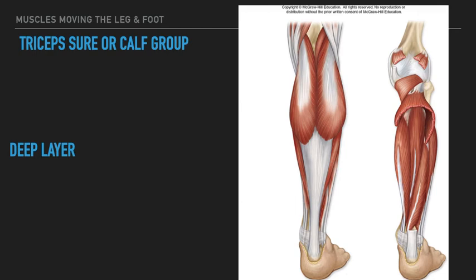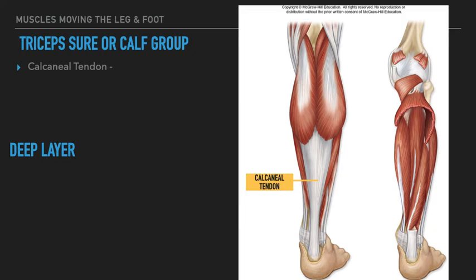All right, so muscles on the anterior compartment of the lower leg are typically going to be generally responsible for dorsiflexion, and the posterior one of the lower leg are going to be responsible for plantar flexion. Both compartments can invert, evert, and rotate the foot as well, though. All right, so let's first start with the triceps surae or calf group of muscles.